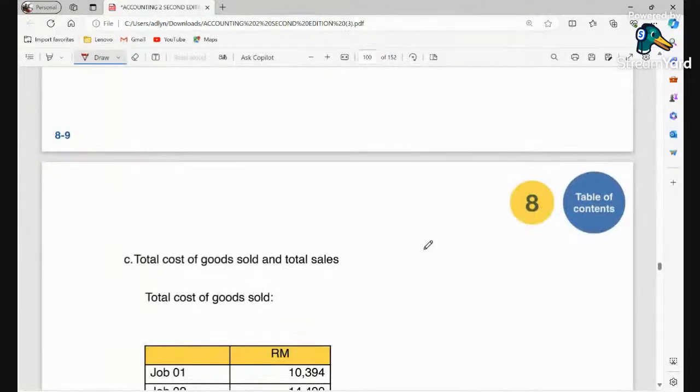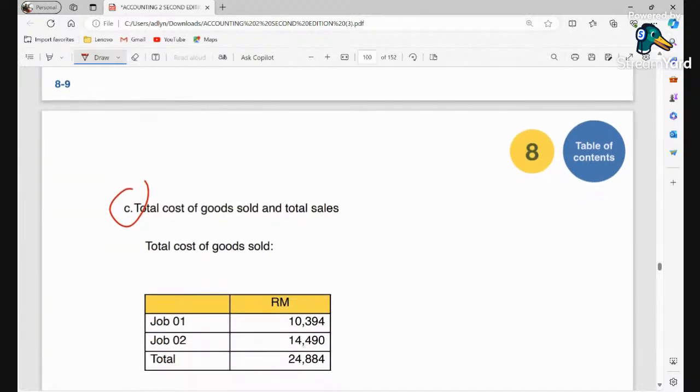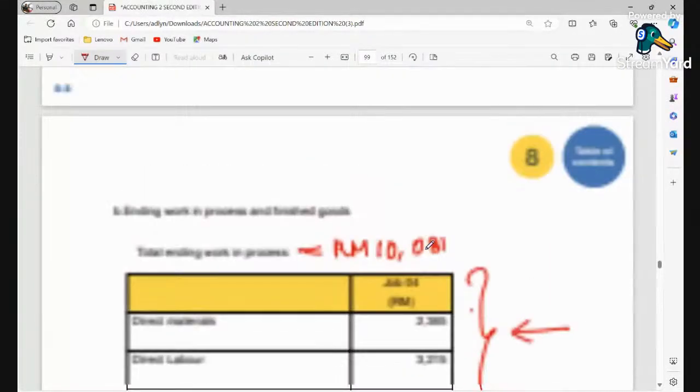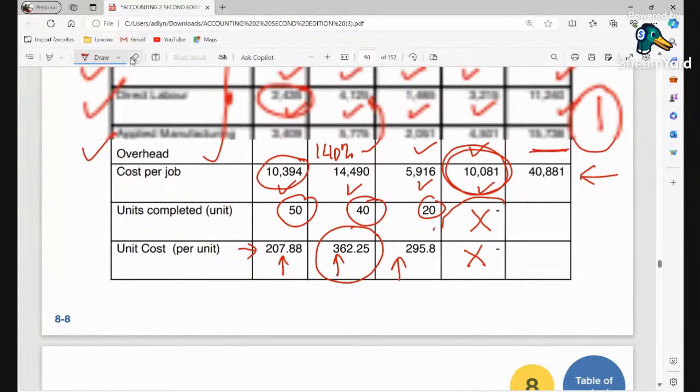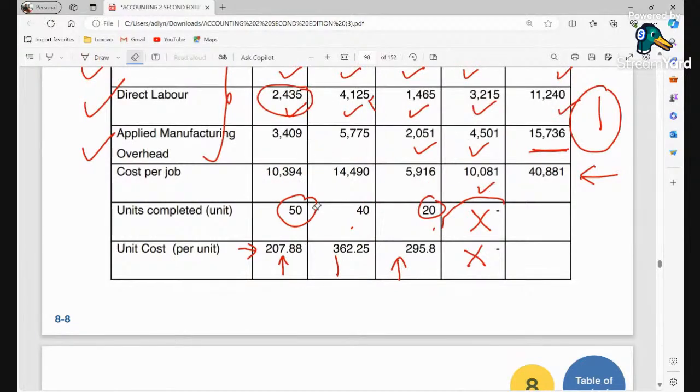Alright, and then 3 ataupun C, dia minta total cost of goods sold and total sales. Ini easy peasy lah. Okay, kenapa? Kalau cost of goods sold, maknanya saya cari jumlah cost, betul kan? Okay, so jumlah cost untuk apa? 01, 02. Kat mana nak jumpa ni? Pergilah dekat table awak tadi. Alright, okay, table yang dah serabut ni, padam sikit.